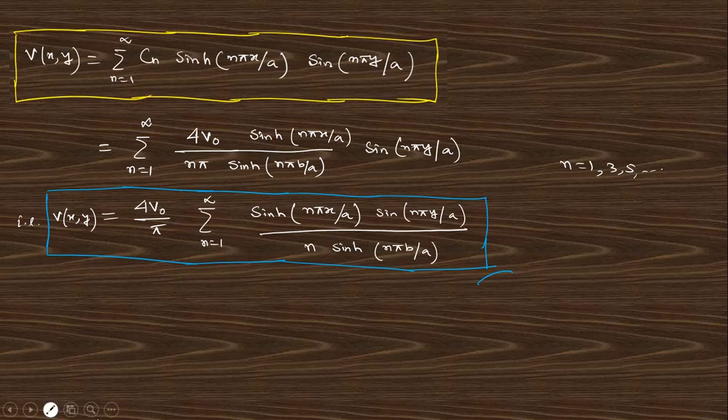But here n is not all values, it is odd values only. So it becomes 1, 3, 5 and so on. Clear? This is the solution.